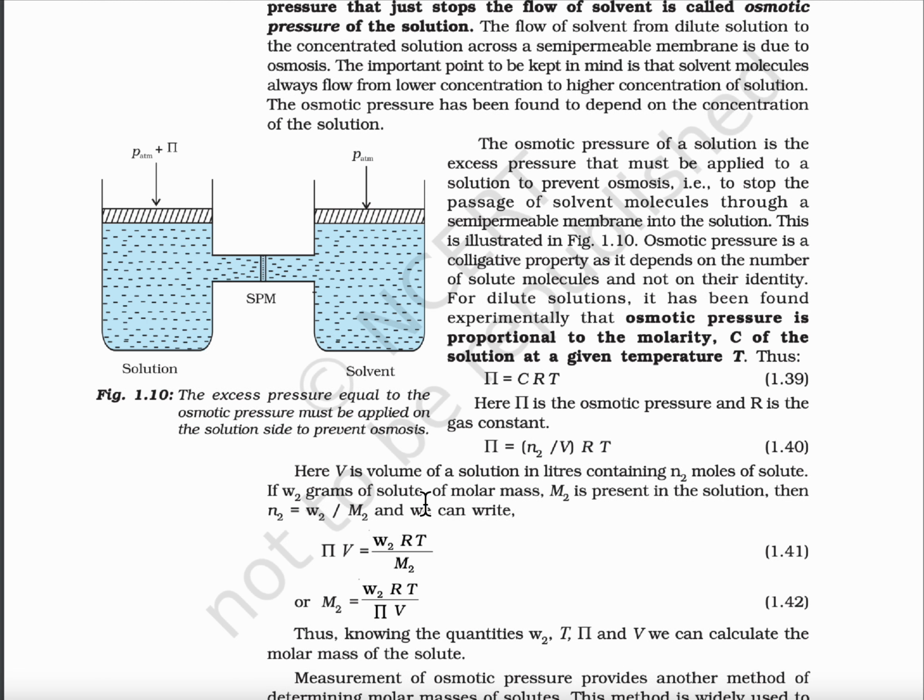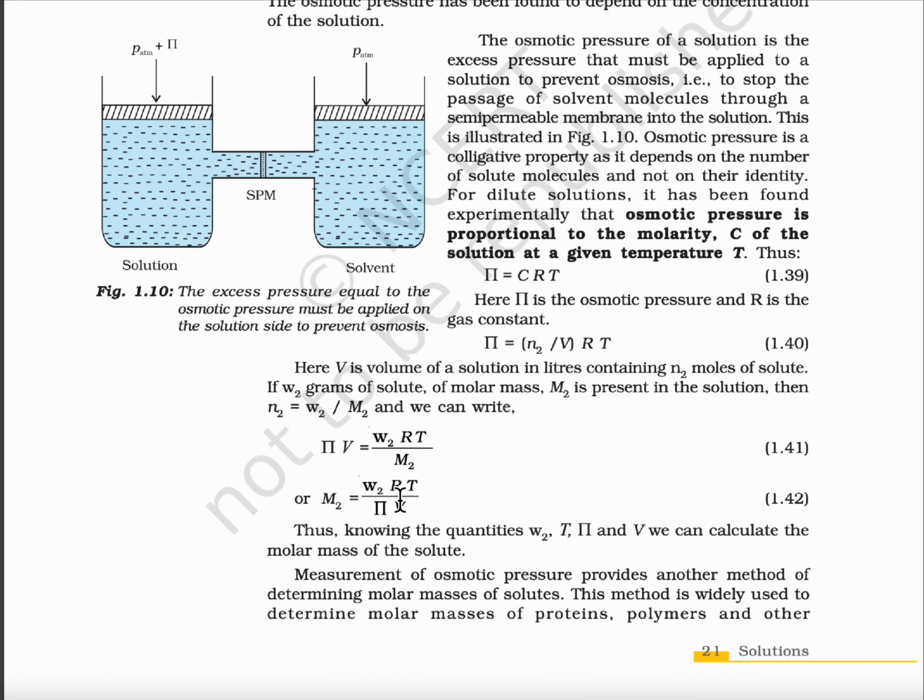If W2 grams of solute of molar mass M2 is present in the solution, then n2, that is number of moles of solute, will be equal to mass W2 by molar mass of solute M2. And we can write osmotic pressure into volume will be equal to W2RT by M2, where your volume has come from this side's denominator to the other side. Now if you want to get the molar mass of the solute, then bring molar mass to the other side and bring osmotic pressure and volume to the denominator. Now the formula would be M2 is equal to W2RT by osmotic pressure into volume. This would be the formula frequently asked in your numericals.